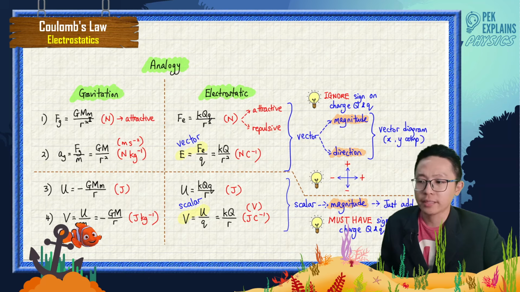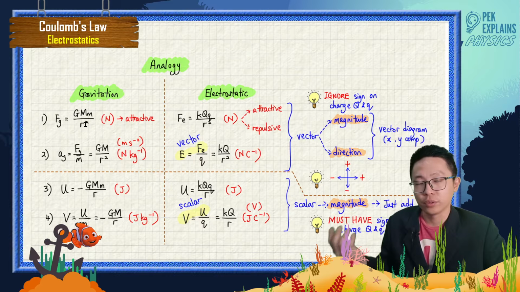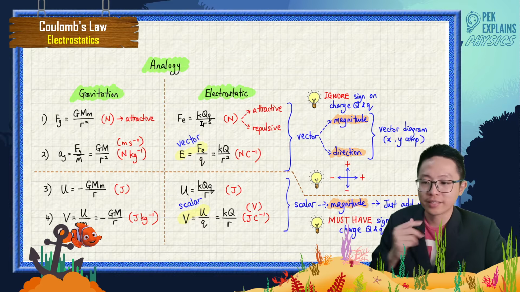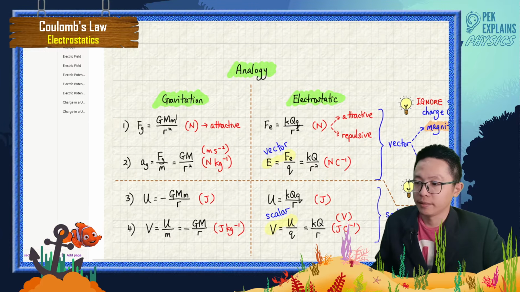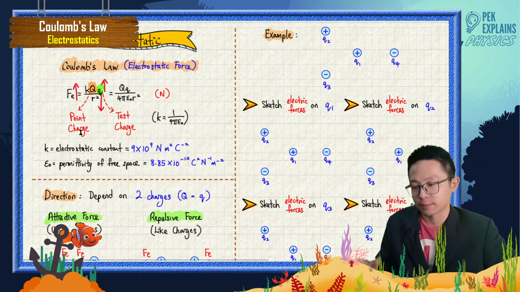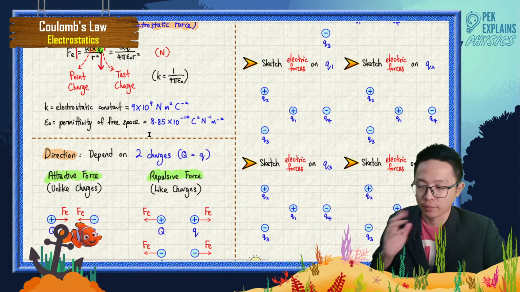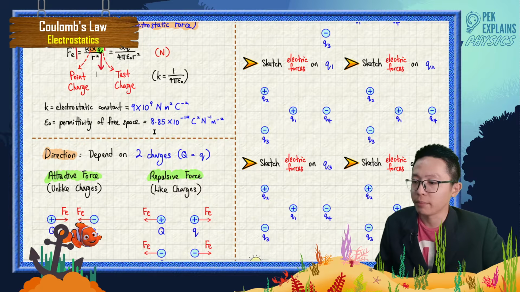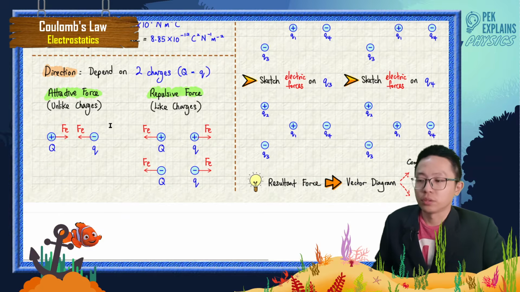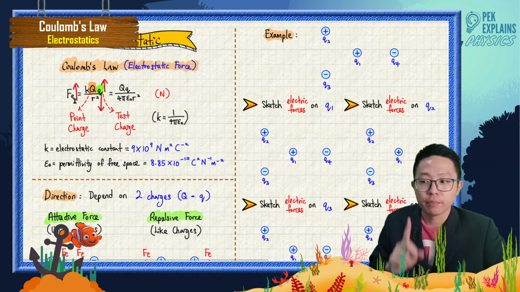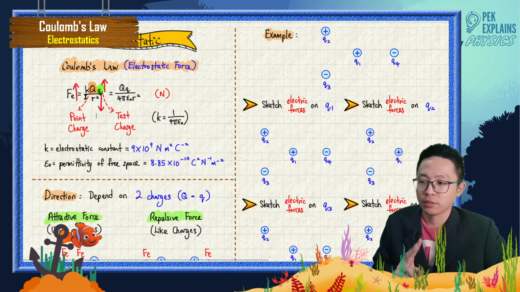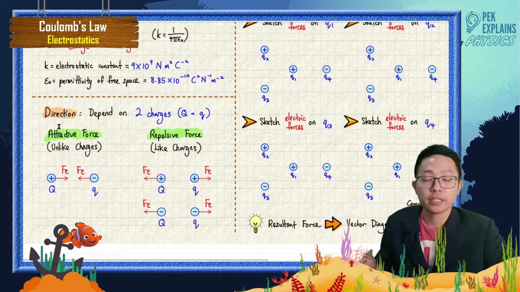Last time we had point mass and test mass. Now we also have point charge and test charge. The only difference is that last time we used mass, now we use charge. I will explain what a point charge and test charge are later on, so stay tuned for my upcoming videos. For electrostatic force, bear in mind you must look at two charges, the point charge and the test charge, especially for the direction.